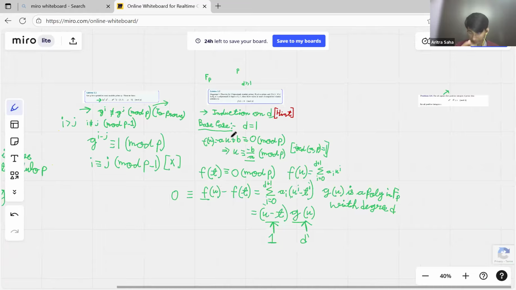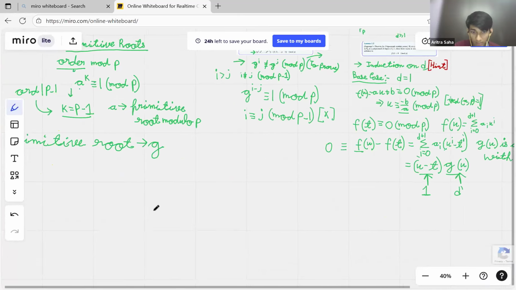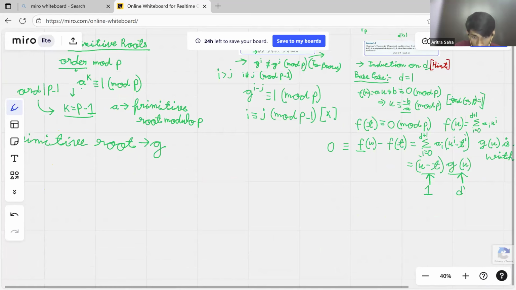Any issue with the whole proof? Any part? It's clear. I think it's okay. Okay. Now I'll prove that. I'll just paste it, one second.